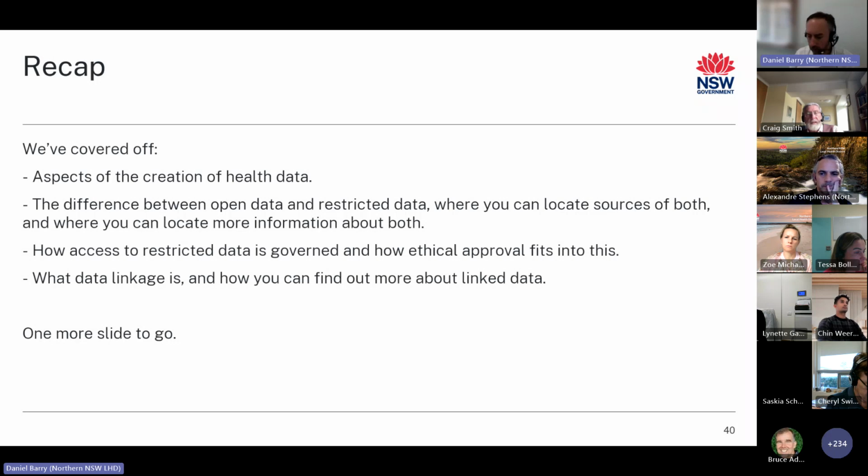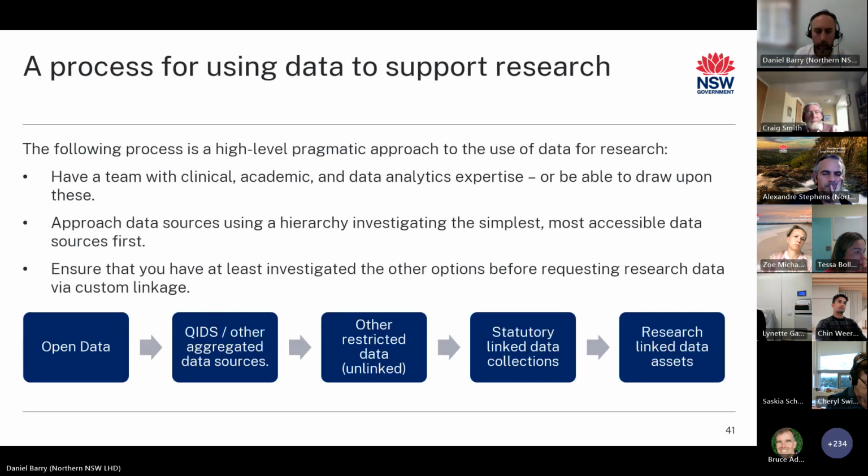And we've got one more slide to go. That slide is a very high level, pragmatic approach to using data to support research. The first part is, wherever possible, and it obviously isn't always possible, have a team with clinical, academic and data analytics expertise, or be able to draw upon these. People get pretty creative in terms of the partnerships that they develop in order to do that.